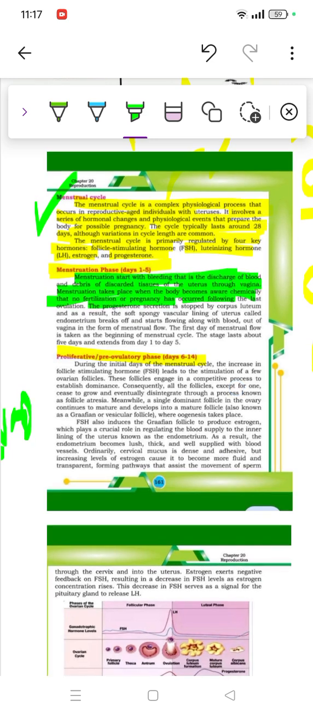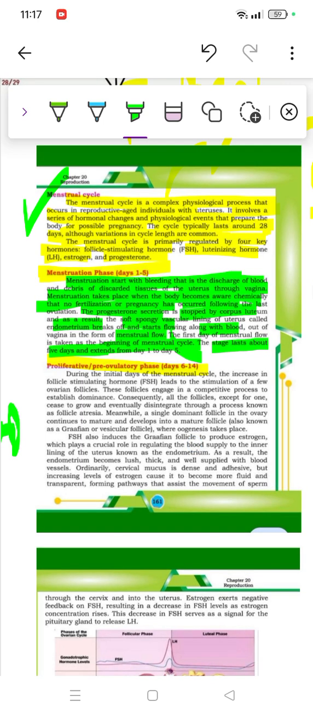The progesterone secretion by the corpus luteum is stopped, and as a result the soft, spongy, vascular lining of the uterus called the endometrium breaks off and starts flowing along with the blood, as I mentioned, out of the vagina in the form of menstrual flow. The first day of menstrual flow is taken as the beginning of the menstruation cycle. The stage lasts about 5 days and extends from day 1 to 5.